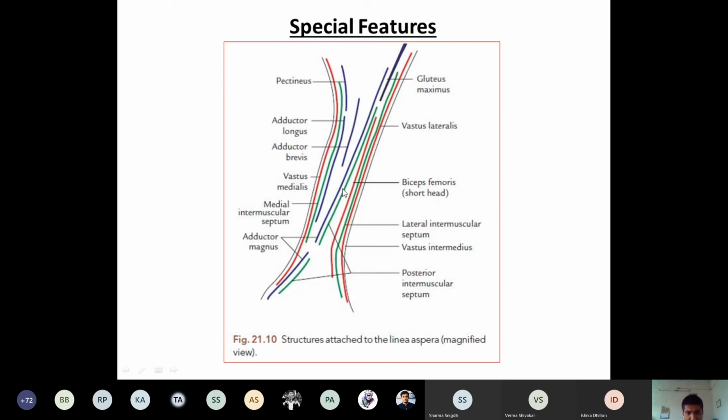Yeah, and here you can see attachment of the posterior intermuscular septum, and you can see attachments of the lateral intermuscular septum as well as biceps femoris, and then vastus lateralis. And the vastus intermedius. So these are the muscles which are related there with the linea aspera. Some of the major muscles you have to remember: vastus lateralis and medialis, you can easily say, lie on the medial and lateral sides of the linea aspera, isn't it? And the other muscles also, whatever I have shown here, please keep in mind.